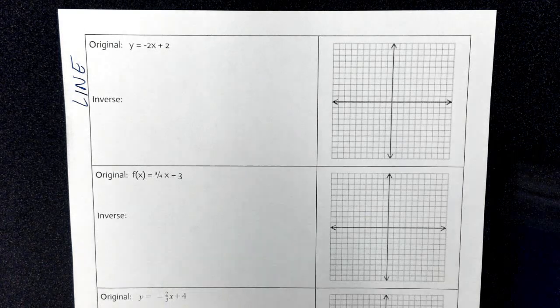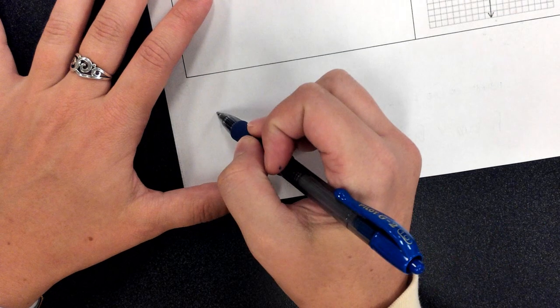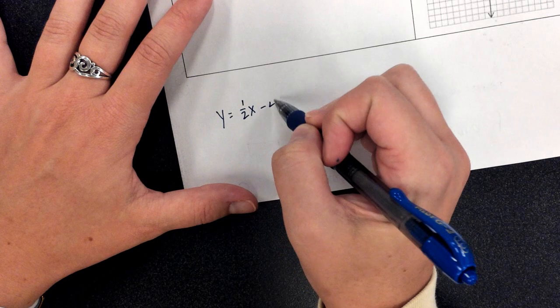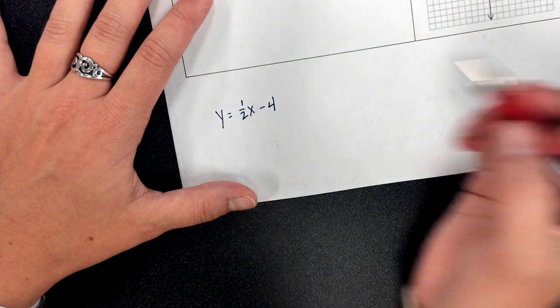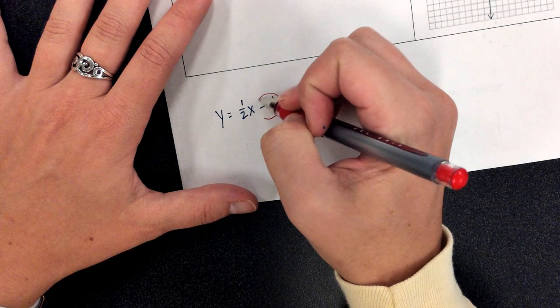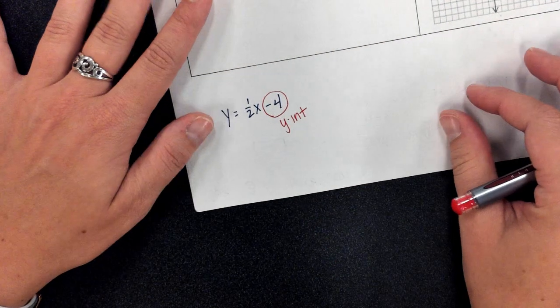So let's talk about graphs real quick. Go to the very bottom so you can take a few cliff notes. When I have my equation, y equals 1/2 x minus 4, where do I start graphing? The y-intercept, which is this right here. This is my y-intercept. That's where you have to start, okay?